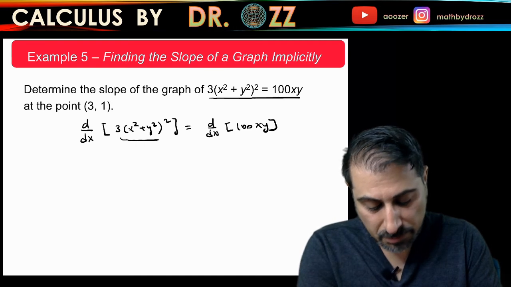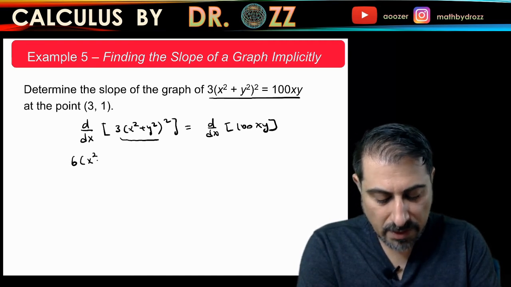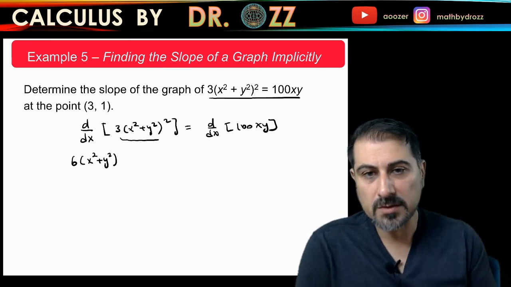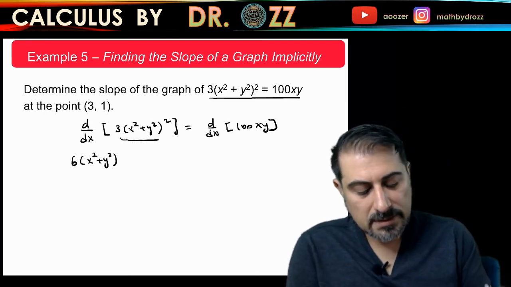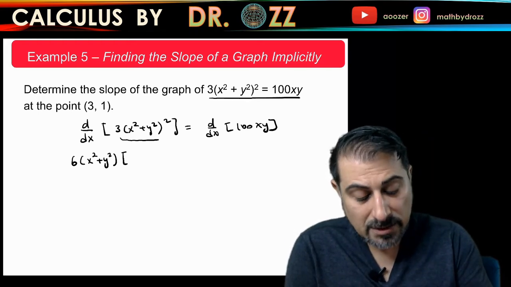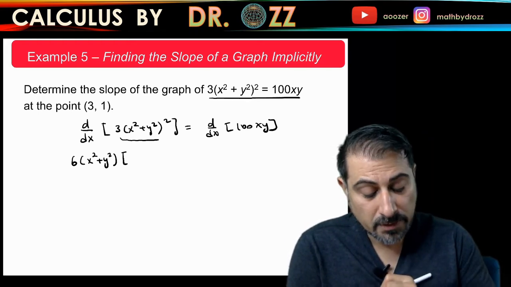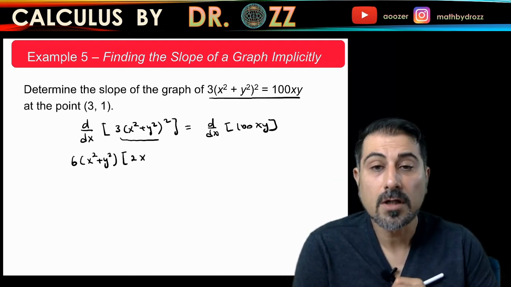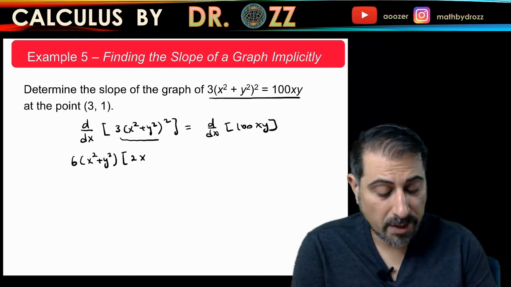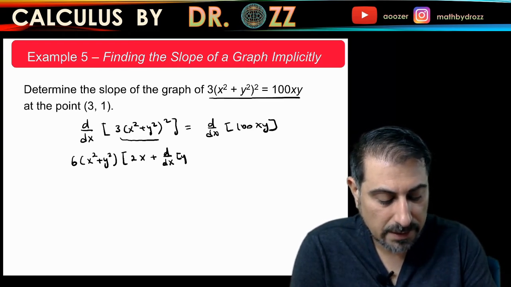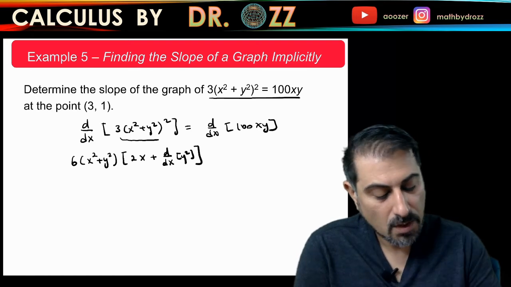So 3 times 2 equals 6. 6 times x squared plus y squared to the power of 1, which is just x squared plus y squared, times the derivative of the inner part. Well, I have x squared and y squared in the inner part. For the derivative of x squared, we're just using the power rule for sure. But for the derivative of y squared, we're going to use the chain rule. So I'm going to just leave it as is, okay? And in the next step, I'm going to take care of that.